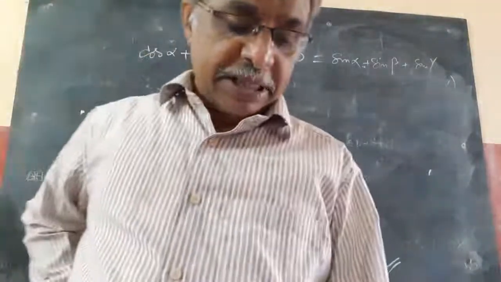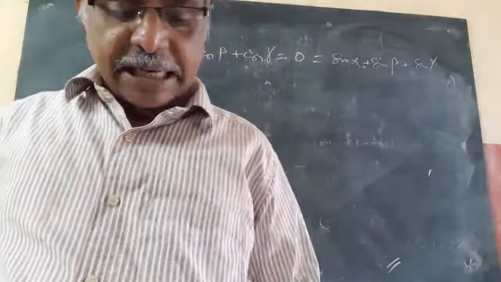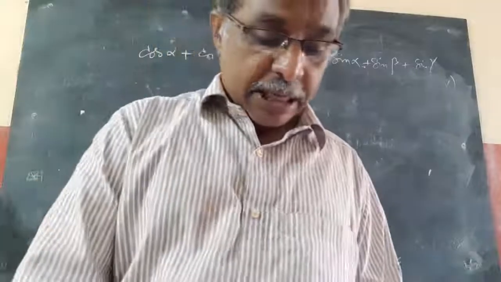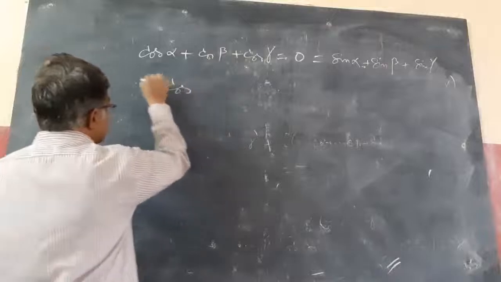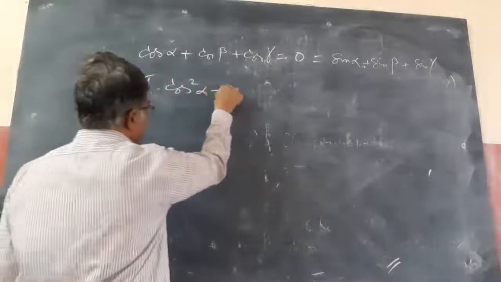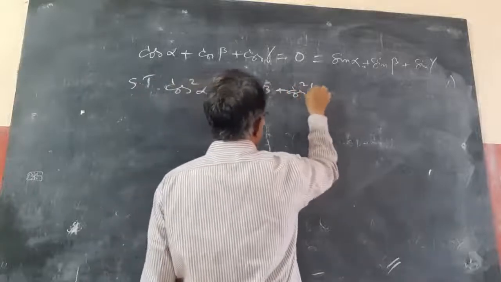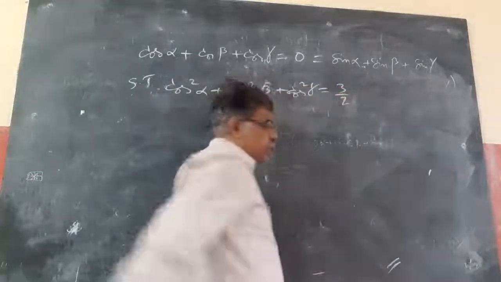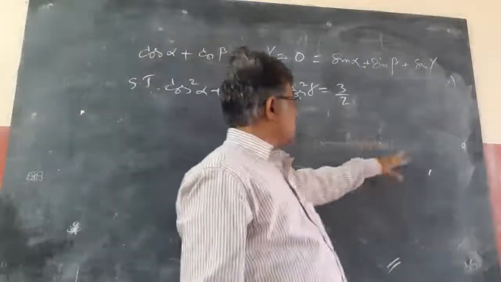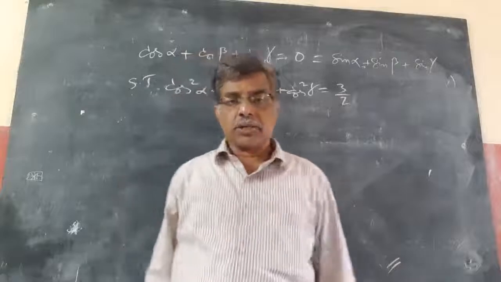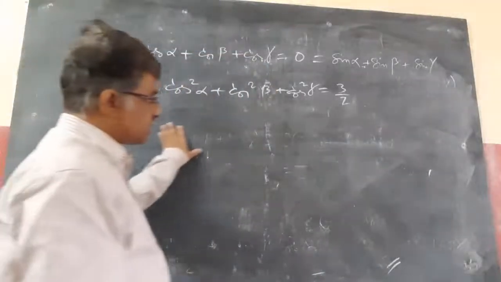If cos alpha plus cos beta plus cos gamma equals 0 and also sin alpha plus sin beta plus sin gamma equals 0, then show that cos square alpha plus cos square beta plus cos square gamma equals 3/2. Very simple. Same previous method only, but since we need squares, that means cos 2 alpha, cos 2 beta, cos 2 gamma, so squaring on both sides. Same procedure we will follow.